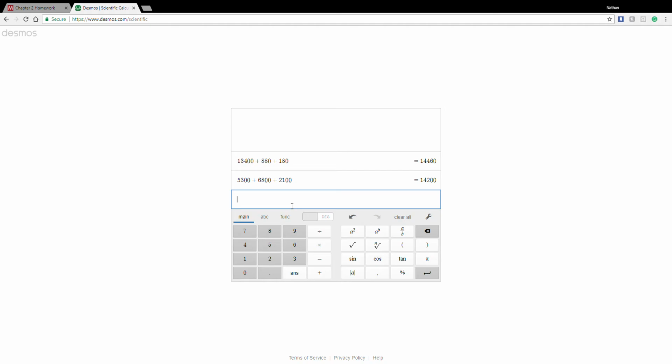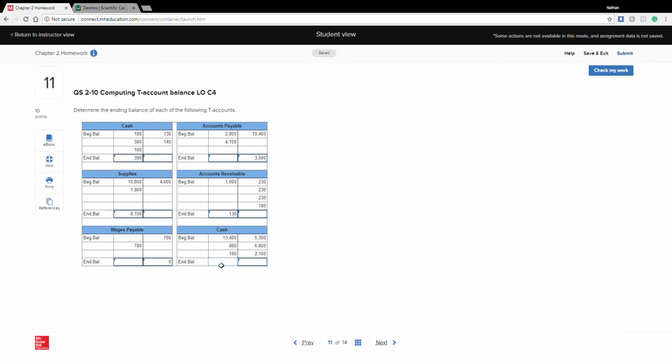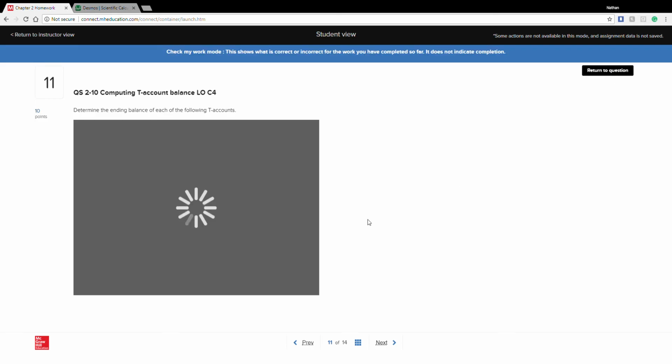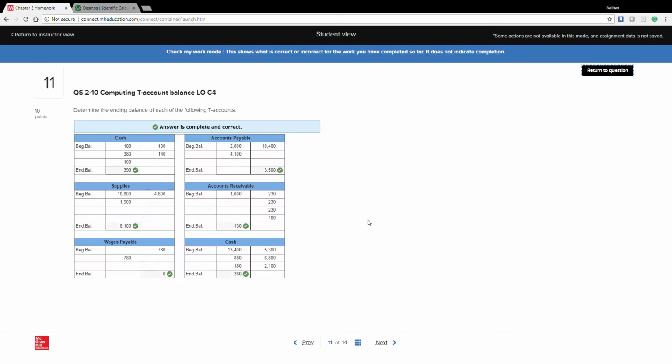So again, it increases by debit, so that's going to be my positive number. It decreases by credit, so that's going to be my negative number. And it shows that I'm going to have 260 still left as a debit. Again, check my work. Boom. There we go. Always check your work.